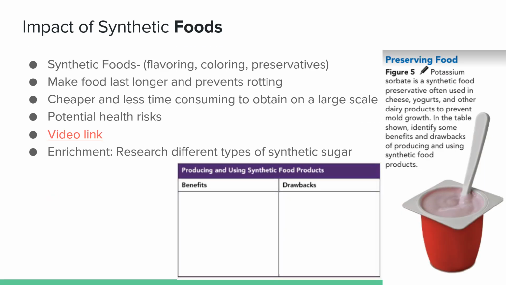All right, so impact of synthetic foods. Synthetic foods involve flavoring, coloring, preservatives, etc. They make food last longer and prevent rotting. They're cheaper and less time-consuming to obtain on a large scale, but they do pose potential health risks.